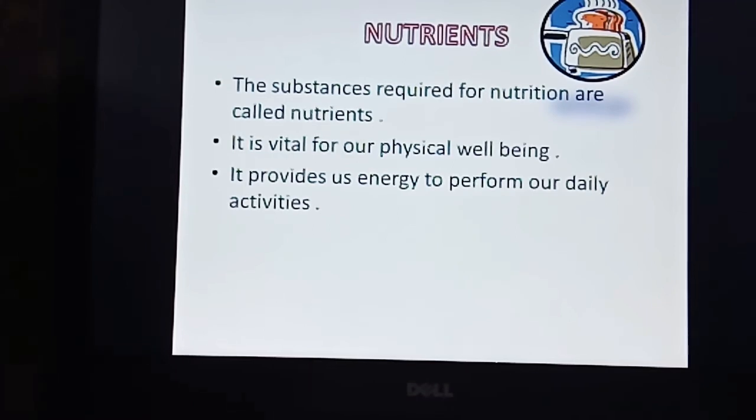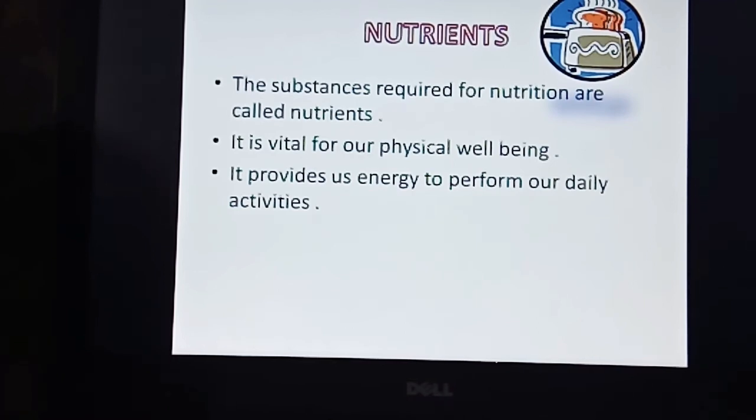Thus, the process of intake of the nutrients and consuming them during the various activities of metabolism is defined as nutrition. It is the process of feeding and the subsequent digestion and assimilation of the food material. The substances required for nutrition are called nutrients.